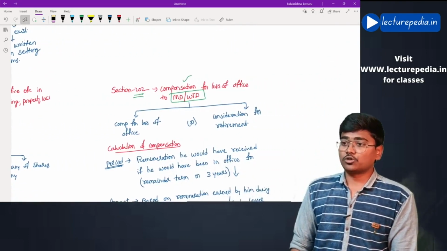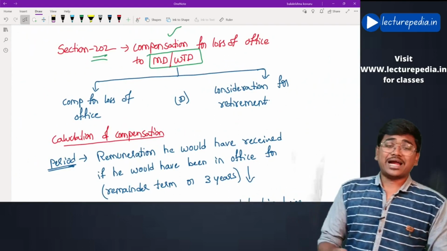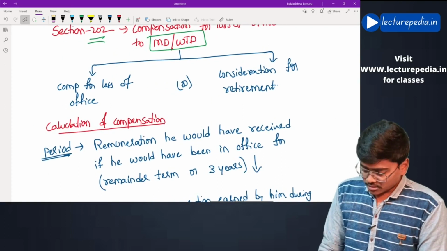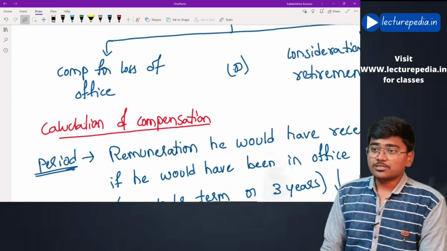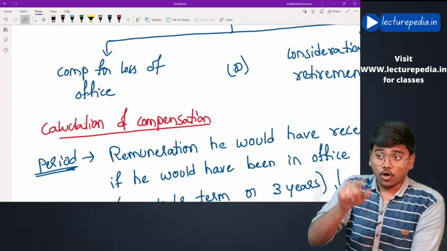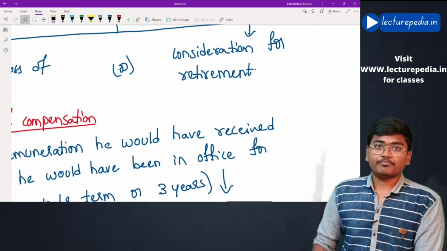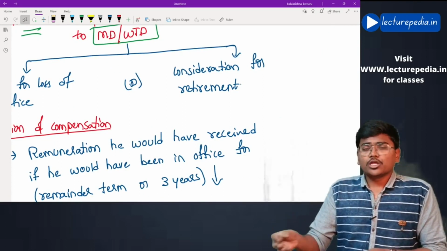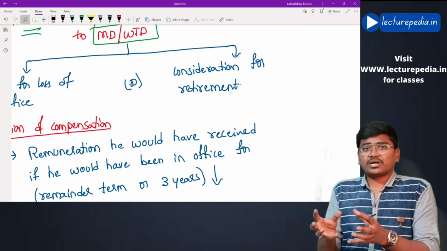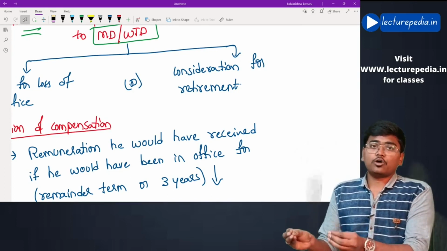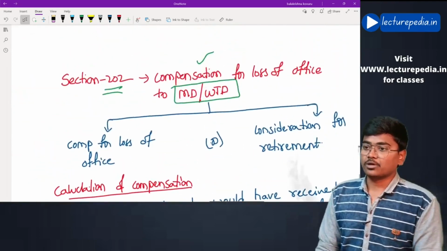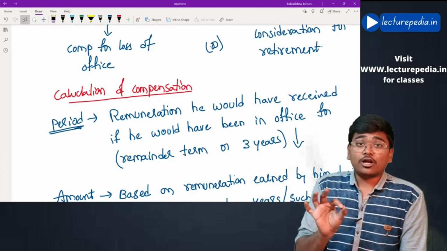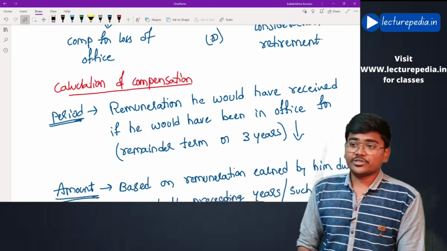Moving to section number 202. Compensation to managing director or whole-time director. First of all, compensation can be given in 2 situations. One is compensation for loss of office or consideration for retirement. The managing director or whole-time director are retiring. Since they are retiring, you can give some compensation or some consideration to the managing director or whole-time director who are retiring. Retiring means retiring after completion of their term, not if they resign, you should not give the compensation. We will be discussing that.